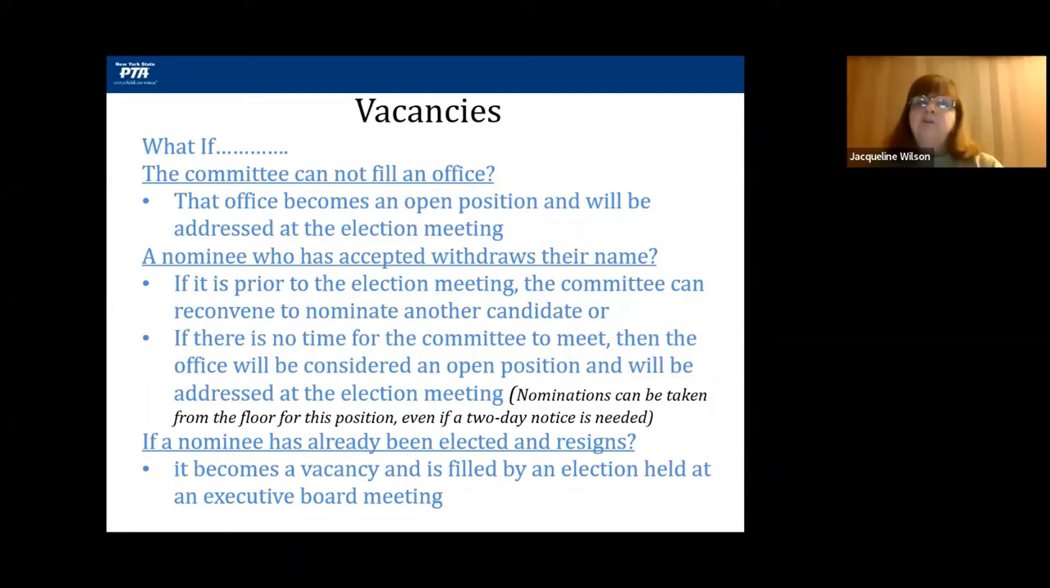And this would be a case where with an open position like that, nominations from the floor can be taken even if there is a 2-day notice required, because it was not the fault of the nominating committee that they couldn't find a person, nor was it the fault of a person who had to withdraw their name for personal reasons. And what about if a nominee has already been elected and resigns? Then it becomes a vacancy and is filled by a vote of the executive board.